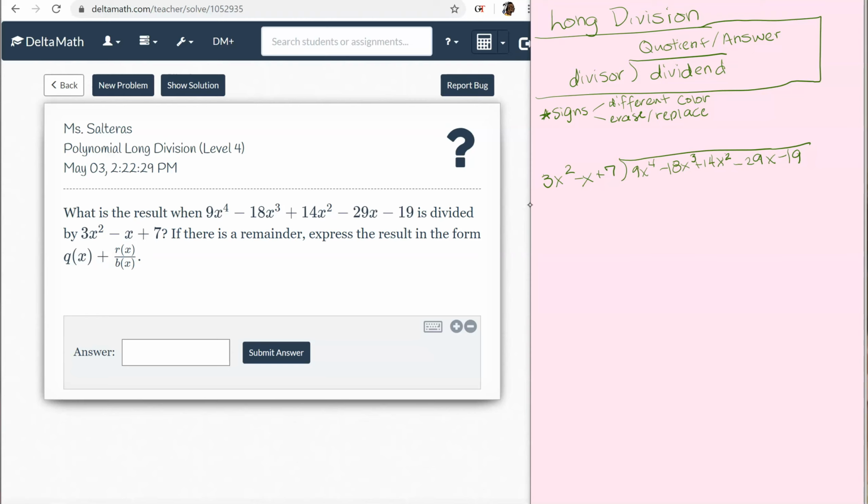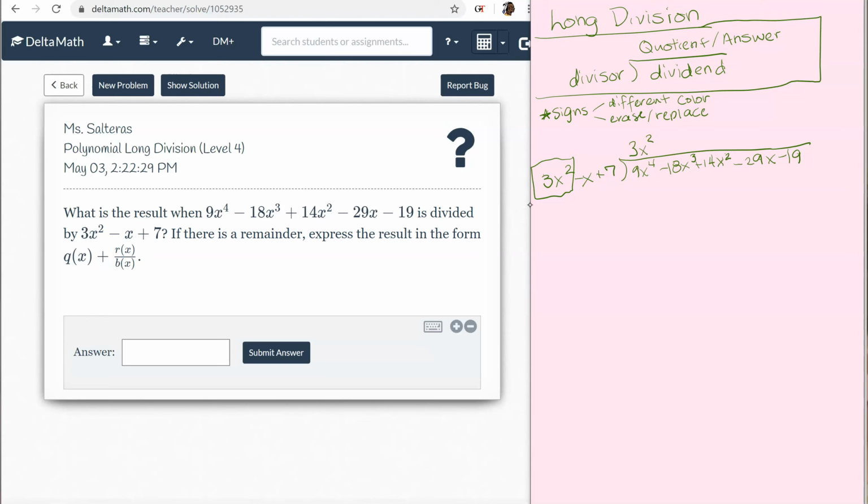All right, so here's the trick. You want to ignore everything that isn't the first term of your divisor. So really you only care about the first term of your divisor and how you're going to get that term to equal what's inside of your dividend. So this negative x plus 7, you're going to ignore them. So 3x squared, what are you going to multiply to 3x squared to equal 9x to the 4th power? Well, 3 times 3 equals 9. Good. X squared times x squared, because you add the exponents, will give you x to the 4th power.